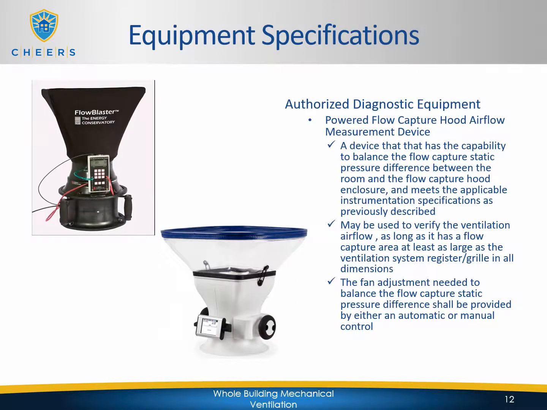You can also use a powered flow capture hood airflow measurement device. It's a device that has the capability to balance the flow capture static pressure difference between the room and the flow capture hood enclosure and meets the applicable instrumentation specification as previously described. It may be used to verify the ventilation airflow as long as it has a flow capture area at least as large as the ventilation system register grill in all dimensions. The fan adjustment needed to balance the flow capture static pressure difference shall be provided by either an automatic or manual control. The specific use for this particular piece of equipment has to do with the manufacturer's instructions. So each type of power flow hood will work differently depending on the manufacturer.